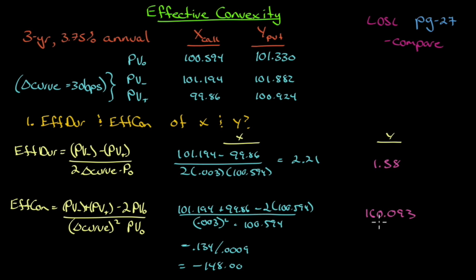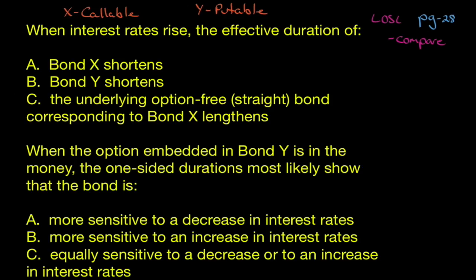So notice that we get positive convexity. We have a puttable bond. Should we get positive convexity? Yes, we should. All right, let's make sure we understand what we've just done and that we understand all the relationships here. X, callable bond. Y, puttable bond. Same one we just did. Let's answer some questions about that.